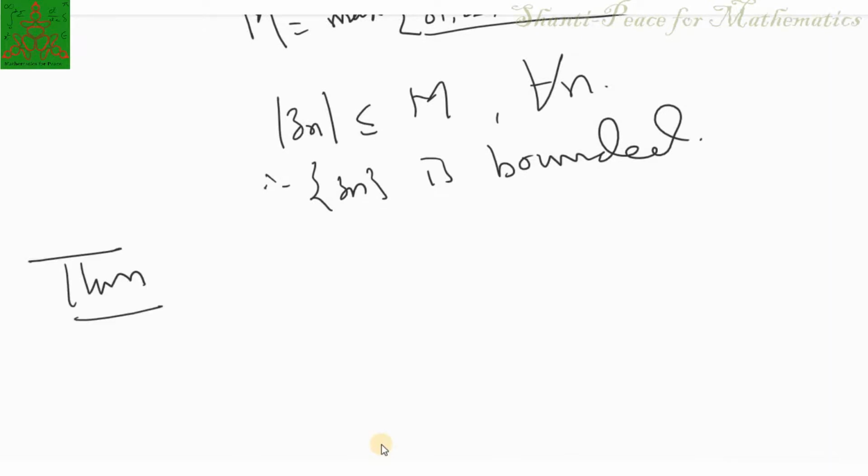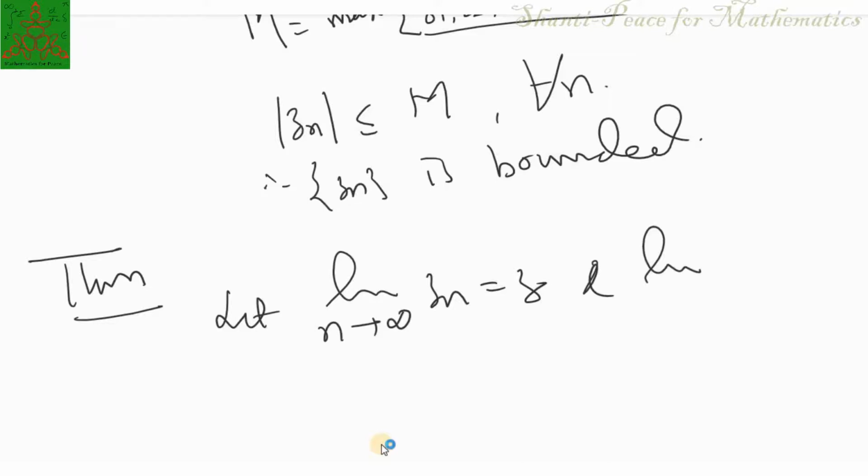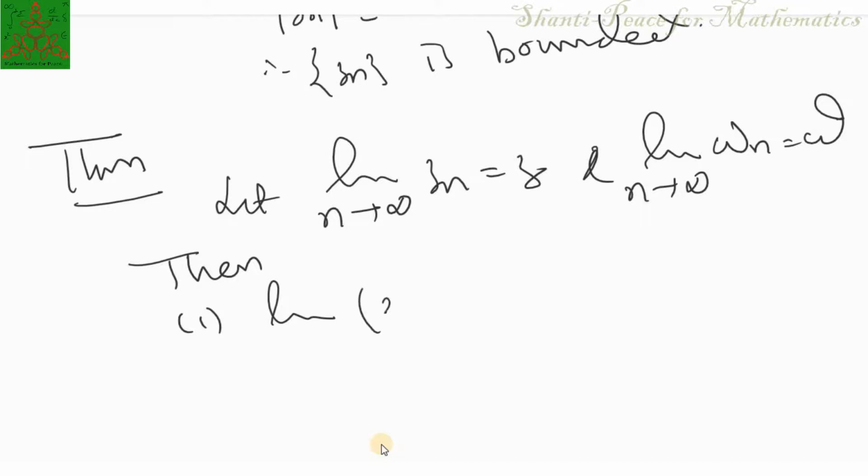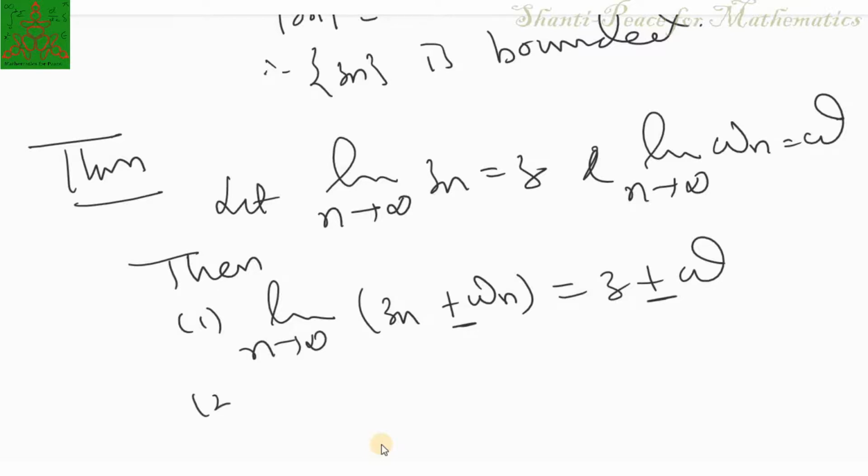The next result is: the sum of two convergent sequences is convergent, the product of two convergent sequences is convergent, and the division of two convergent sequences is convergent. For that, let Zn converge to Z as n tends to infinity, and Wn converge to W as n tends to infinity. Then the first one: limit of Zn plus Wn is Z plus W as n tends to infinity, and if it is minus here, you will have minus there. The second one is limit of Zn into Wn is Z into W as n tends to infinity.